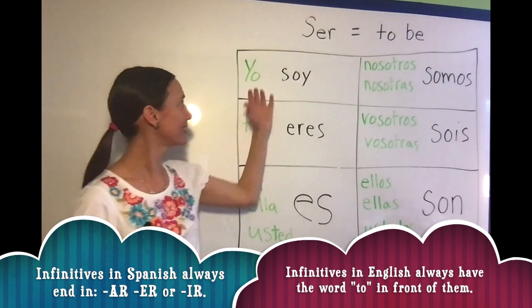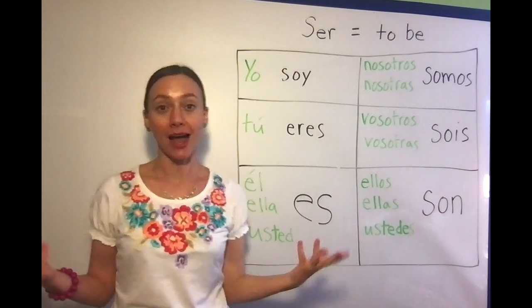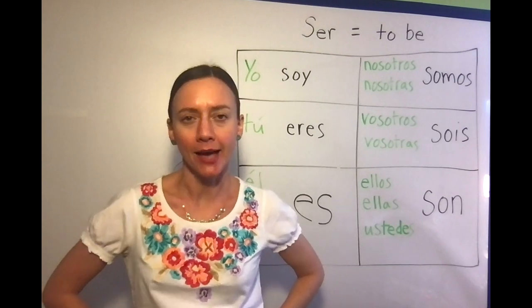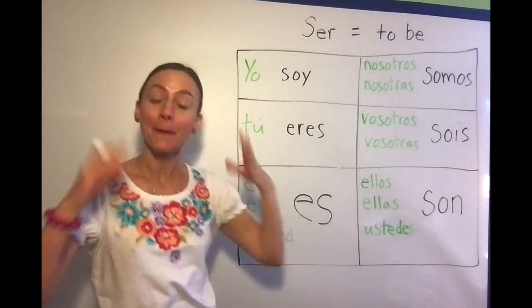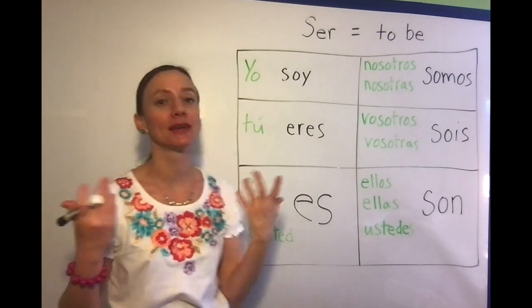But when I'm talking, I can't say I to be smart. I don't sound very smart if I say that, right? What would I say? I would say I am smart.